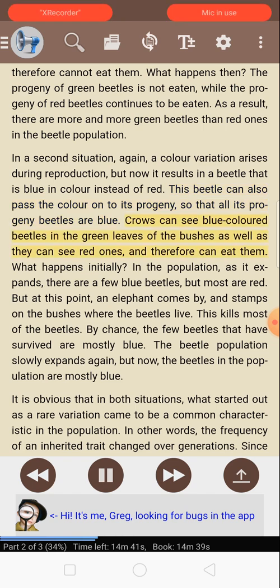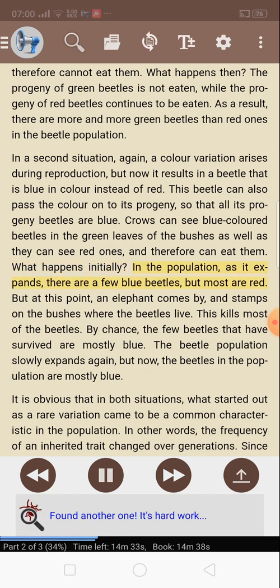Crows can see blue-colored beetles in the green leaves of the bushes as well as they can see red ones, and therefore can eat them. What happens initially? In the population, as it expands, there are a few blue beetles, but most are red. But at this point, an elephant comes by and stamps on the bushes where the beetles live. This kills most of the beetles.